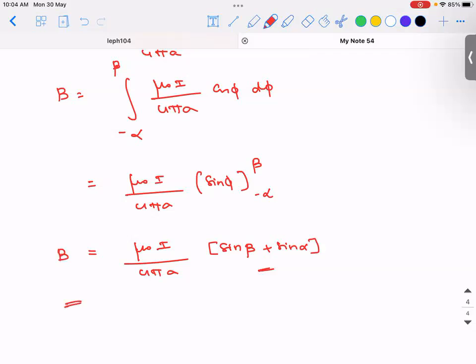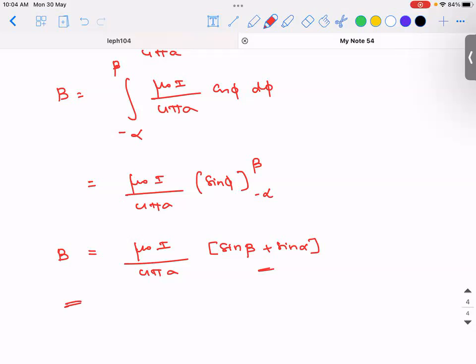So the total magnetic field due to a finite length current carrying conductor will be equal to mu naught I, where I is the current, divided by 4 pi into A, where A is the perpendicular distance, into sin alpha plus sin beta, or sin beta plus sin alpha. Alpha is the angle at the bottom, the angle made by the point P and the bottom, and beta is the angle made with the top. So if you know these two values, you can solve the problem based on that.